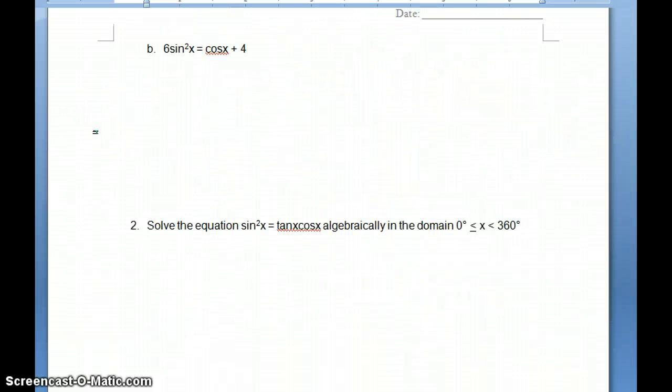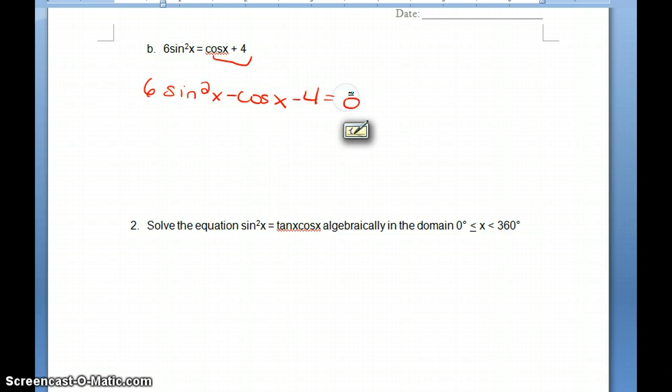Okay, so here we have 6 sine squared of x is equal to cosine of x plus 4. Alright, so where do we start here, ladies? Well, personally what I would like to do is get everything on one side here. So I'm going to move our right-hand side to the other side. So we have 6 sine squared of x minus cosine of x minus 4 is equal to 0.